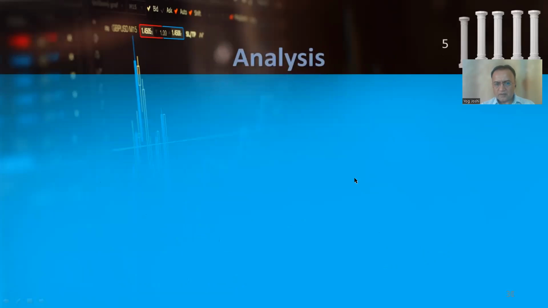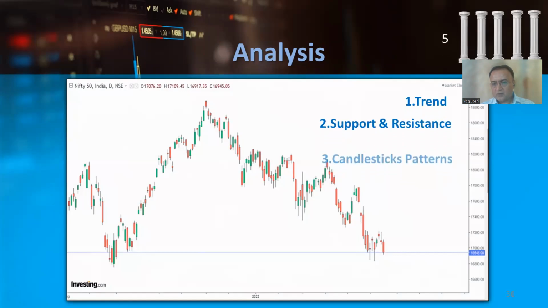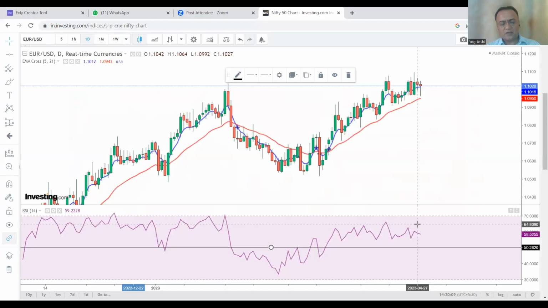So, find this analysis interesting. We discussed trend, support and resistance, candlestick patterns, indicators and oscillators, and finally the analysis. Now anyone can randomly select one chart and try to analyze whether it is going in an upward or downward direction. Give me one script as per your choice.